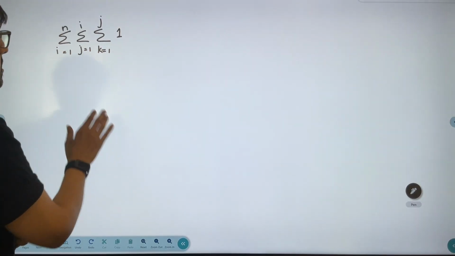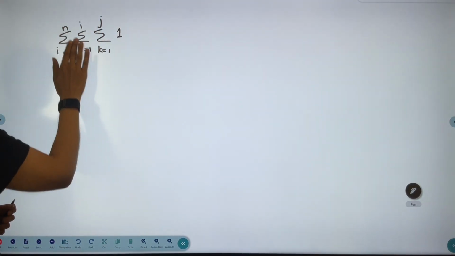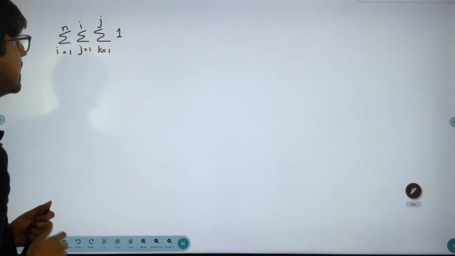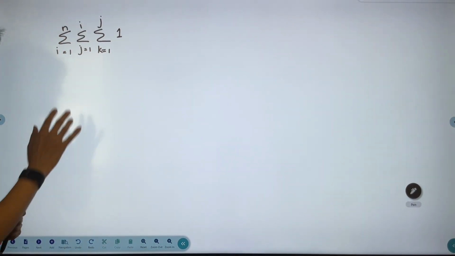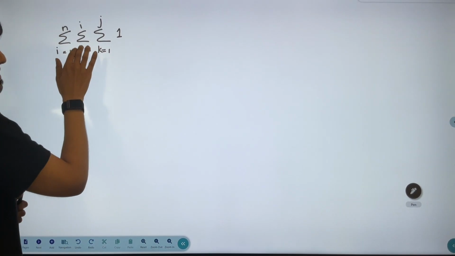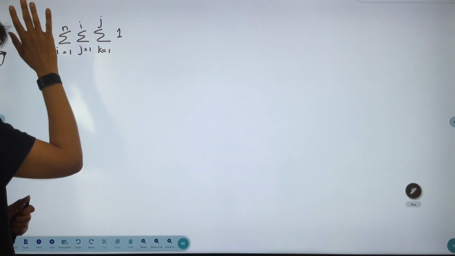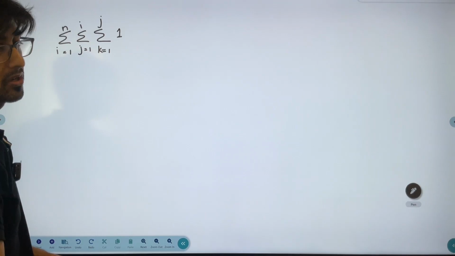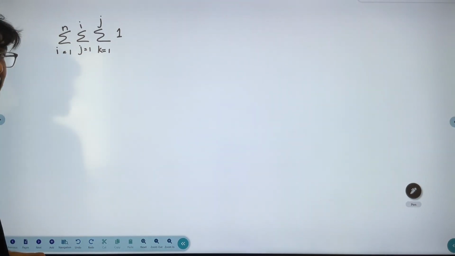It's a triple summation. k ranges from 1 to j, j equals 1 to i, and i ranges from 1 to n. Now, for example, if i is 5, then the summation of j will go from 1 to 5, but for each j, k will again be summed. So let's see how this can be done.